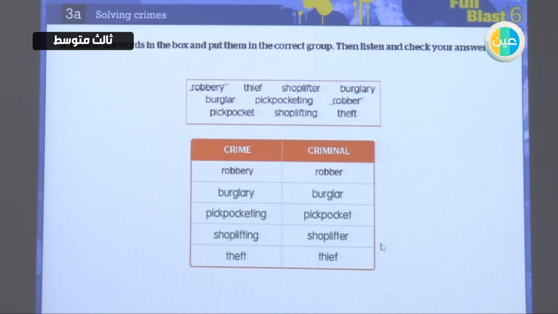A robber is somebody who steals money from a bank, a shop, or a vehicle using force, of course. While a burglar is somebody who enters a building illegally with the intention of stealing things. A pickpocket is somebody who steals money from people's pockets. A shoplifter, as we mentioned before, is somebody who steals goods from a shop. A thief is somebody who steals something from another person or from people.